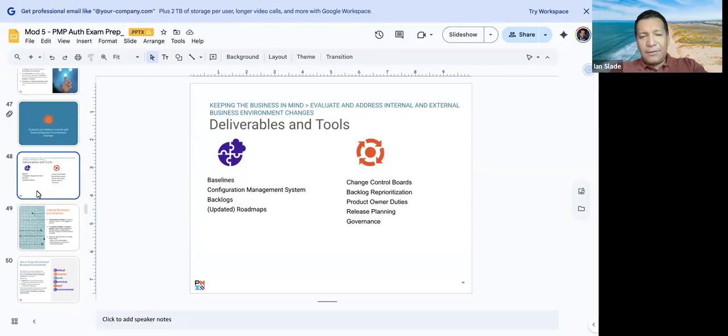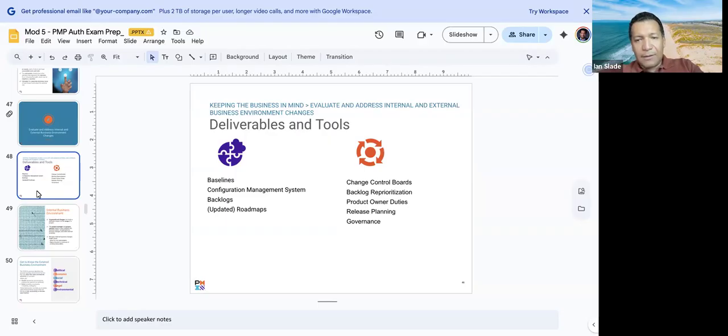So just a quick review here. Things that we need for looking at business environment changes. You want to know what the baseline is, and a key thing for the test when you think about baselines, this includes approved changes, right? Once it's approved, then that becomes the copy that you look at in terms of schedule, cost, and resources. So only approved changes. We talked about configuration management earlier.